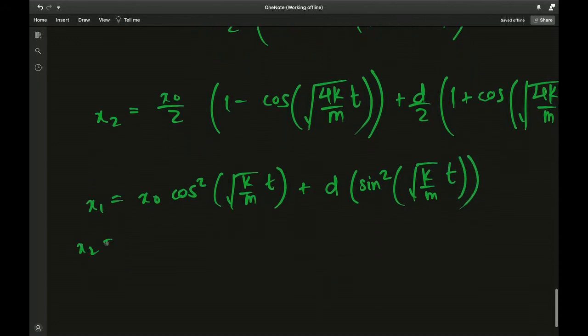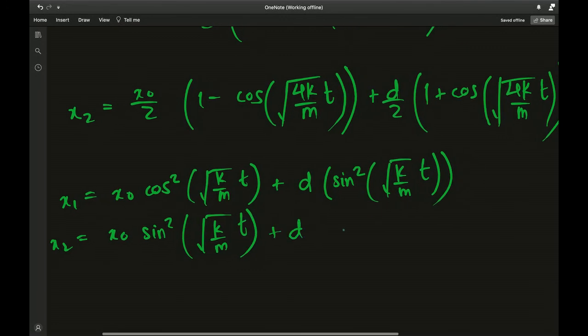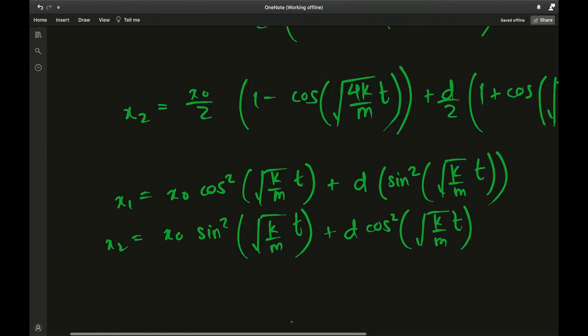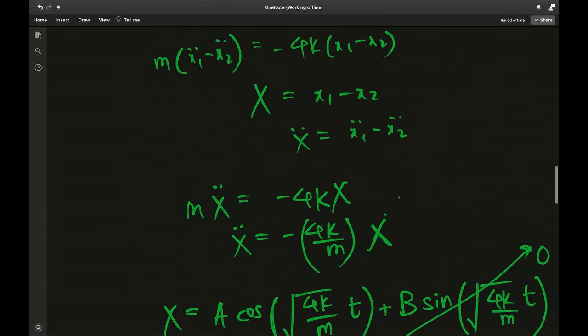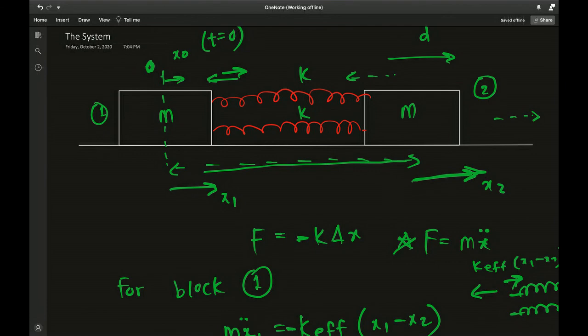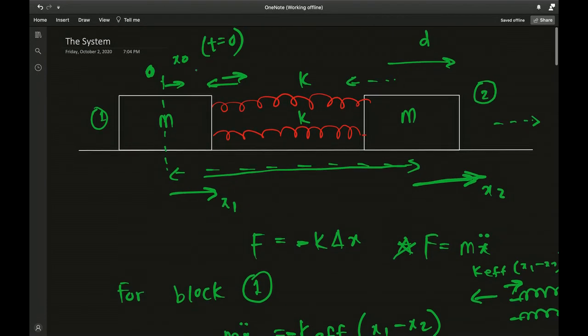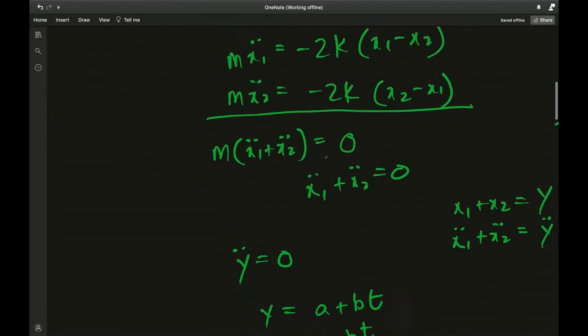And then similarly for x2 we can have a similar approach. x0 sine squared of square root k over m times t plus d times cosine squared of square root k over m times t. Again, equations of motion for x1 and x2 which are functions of time themselves, otherwise none of this would make sense. This is a system that evolves in time given some initial conditions like x0 and d and being at rest initially.